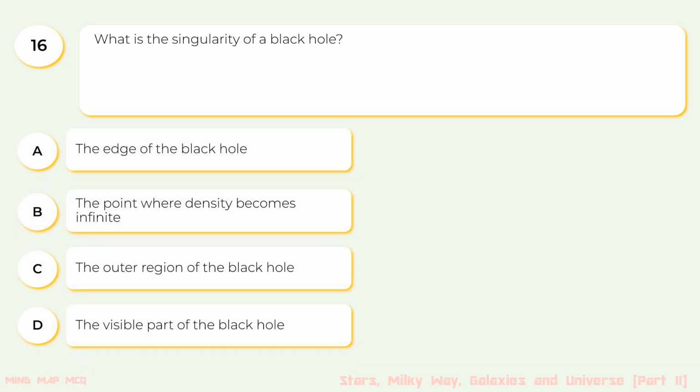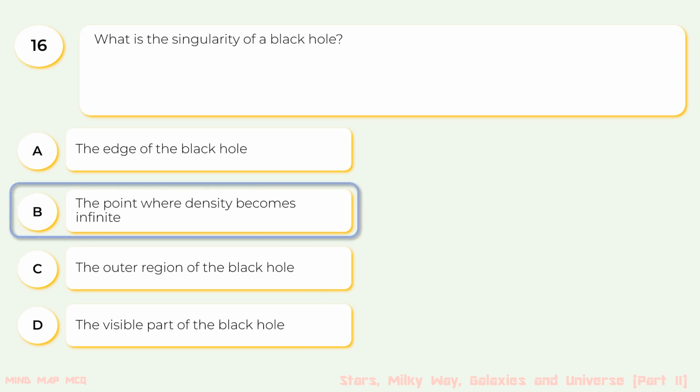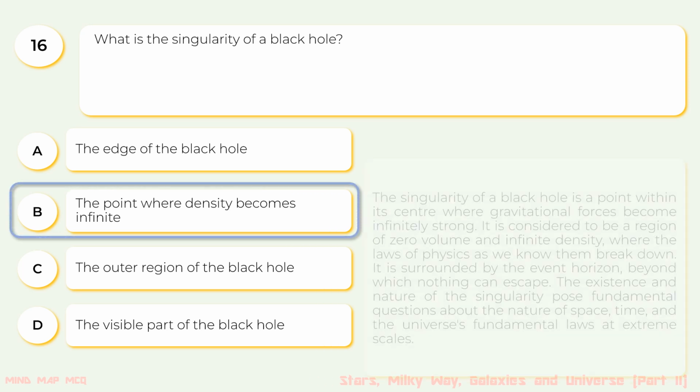Options are A. The edge of the black hole, B. The point where density becomes infinite, C. The outer region of the black hole, and D. The visible part of the black hole. The correct option is B. The point where density becomes infinite.